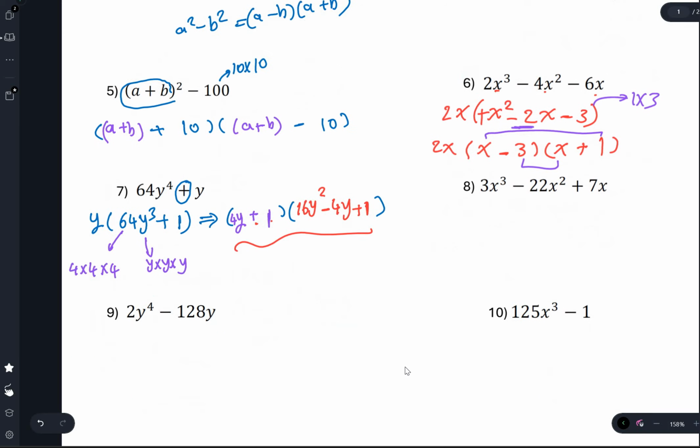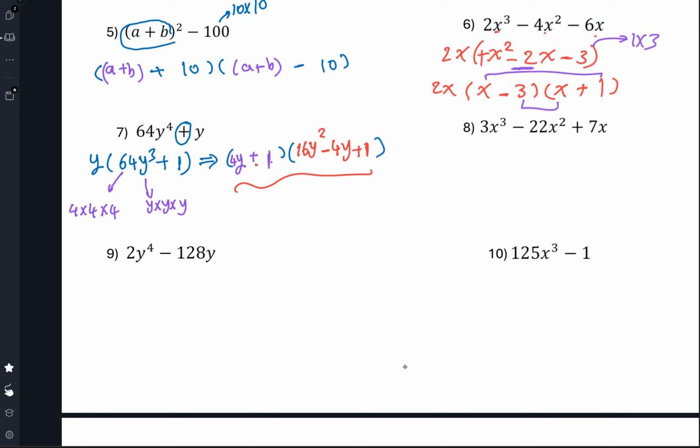Next question, which is question 8. Question 8, students, we have 3, 22, 7. There is no number in common, so we cannot factor numbers, but we can factor x, because all 3 have x. Again, trinomial, remember, factor x. Let's factor x. We get 3x power 2 minus 22x plus 7. This is not a square again. So we can say again 2 brackets.